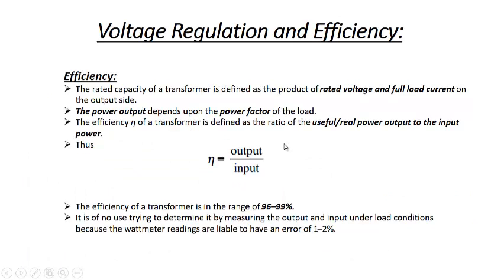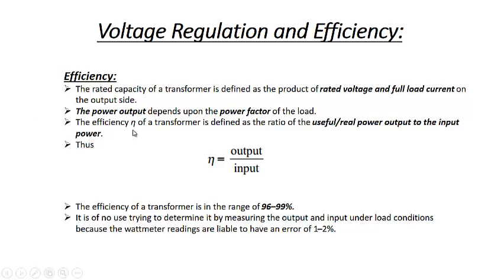We'll first define the efficiency. The rated capacity of a transformer is defined as the product of rated voltage and the full load current, that is, V rated and the full load current on the output side. And we know that the rating is in kVA. I have discussed that in the earlier classes. The power output depends on the power factor of the load. The power output means the real power.